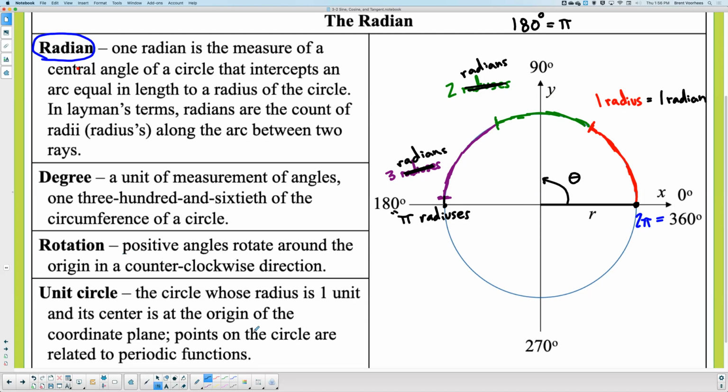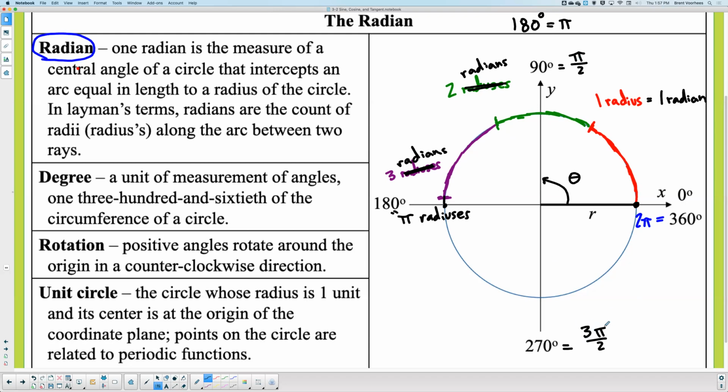Okay, if 1 pi is 180 degrees, let's do some quick math. If 90 degrees is half of 180, how many radians is 90 degrees? It'll be pi over 2. The 90 equals pi over 2. And finally, the last one we need to add is 270 degrees, which would be the same thing as 3 pi over 2. That's because it's 1 pi plus another half a pi.